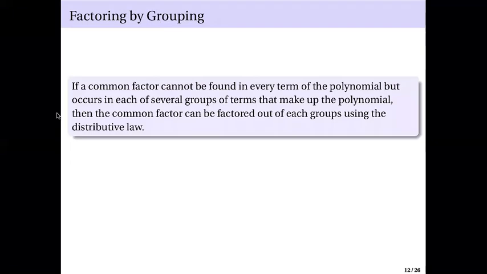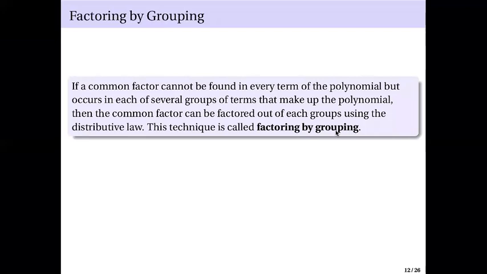So how is this used? If a common factor cannot be found in every term of the polynomial, but occurs in several groups of terms that make up the polynomial, then the common factor can be factored out of each group using the distributive law. Okay? So this technique is called factoring by grouping.